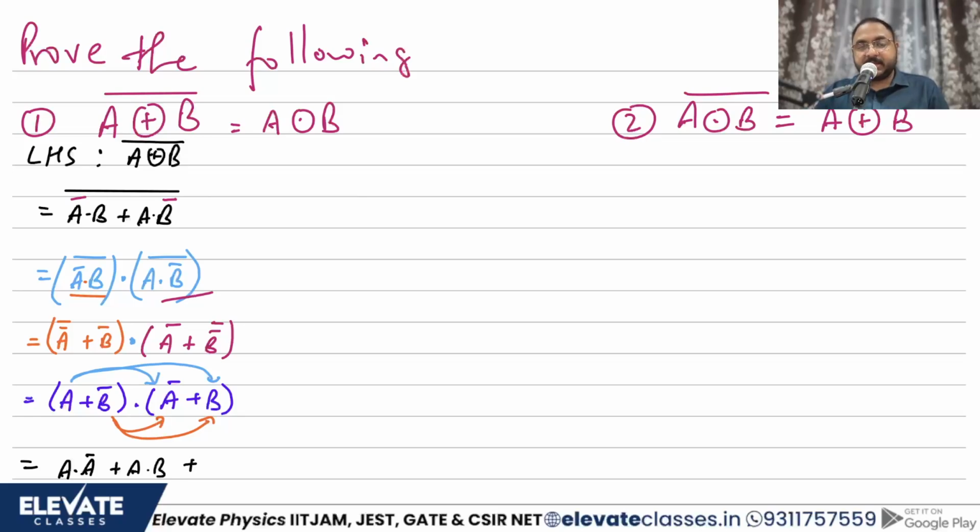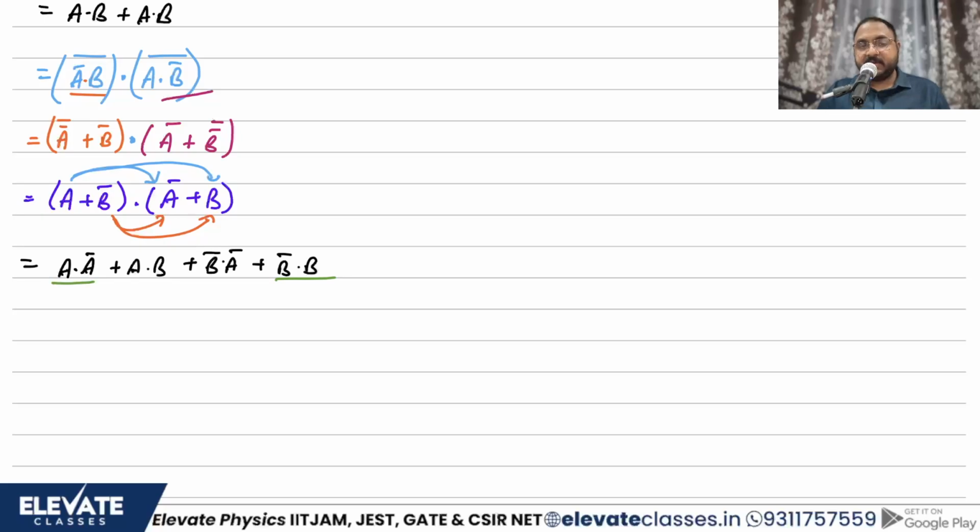Next, with another plus sign, I'll have B bar dot A bar plus B bar dot B. Which of these terms becomes 0? B bar dot B will become 0. A bar dot A will become 0. So these two terms will become 0. Finally, I can write this as A dot B plus A bar dot B bar. Hey, but do you remember what this is? This is nothing but A XNOR B.